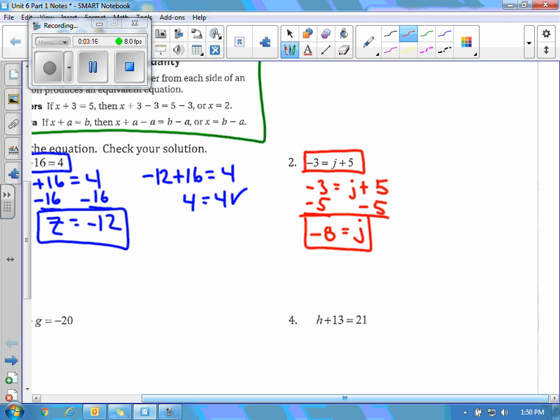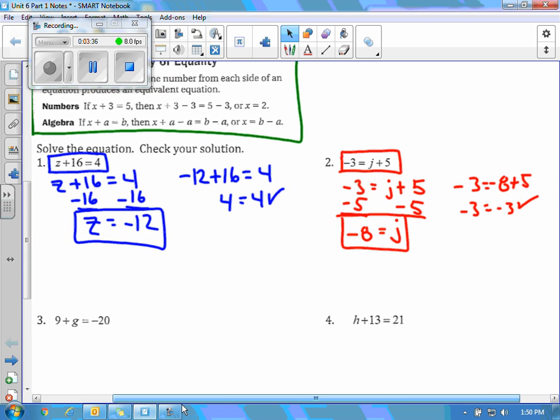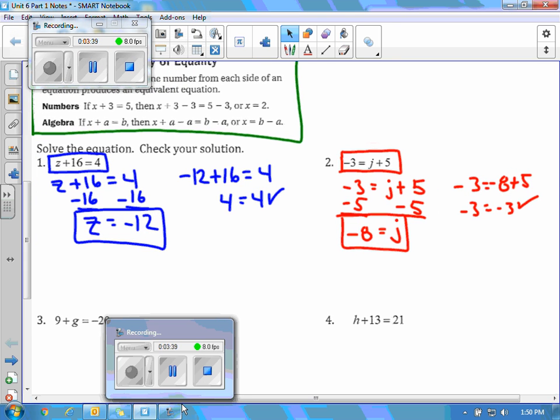So that's my solution. Now I need to test that, or check it. So negative 3 equals, I plug in negative 8 for j, plus 5. Now I need to go ahead and work out the right side, so I get negative 3 equals negative 3. So I know I've done it correctly. Numbers 3 and 4 I'm going to leave for you. Please make sure you show the same work that I did. You need to box and rewrite and go from there.